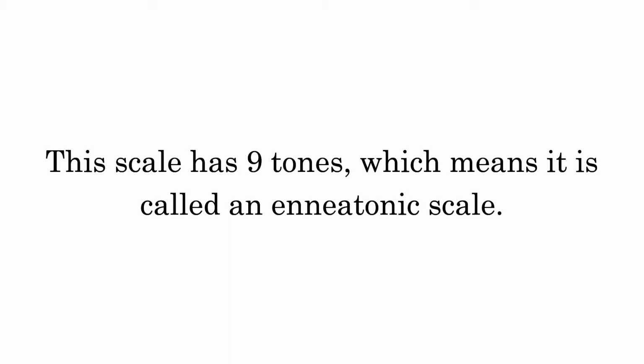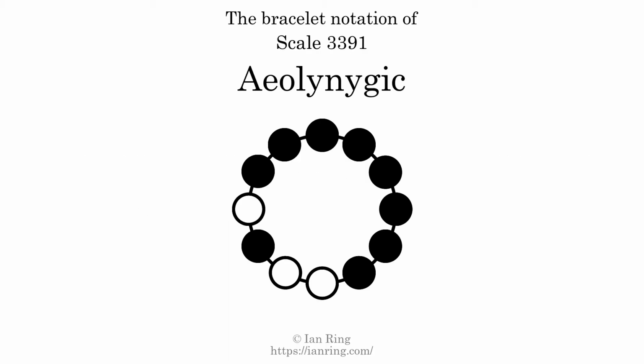This scale has 9 tones, which means it is called an enneatonic scale. This is a bracelet notation diagram of scale 3391. The shaded circles represent tones that appear in the scale, and they are read clockwise, starting at the top.